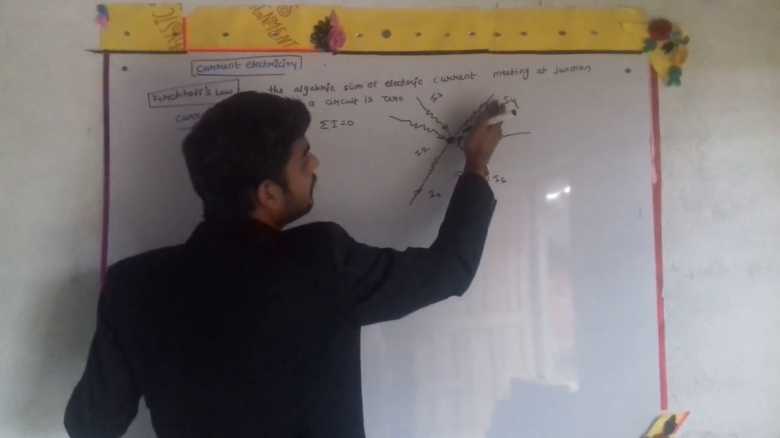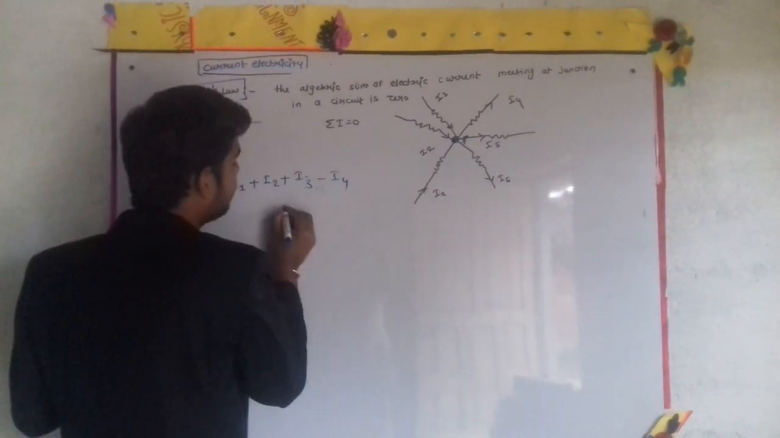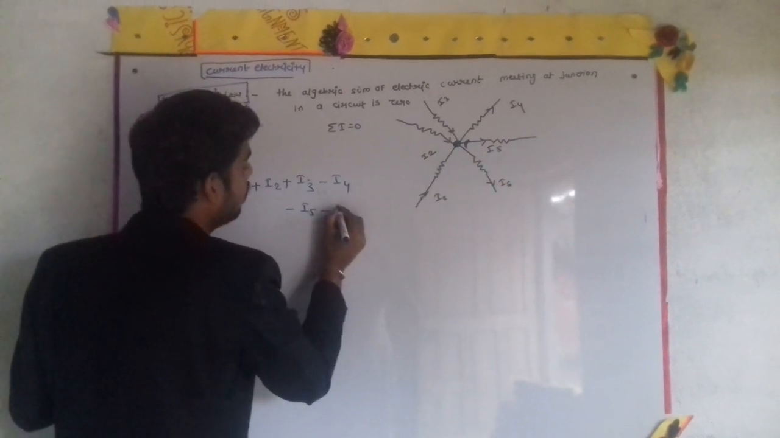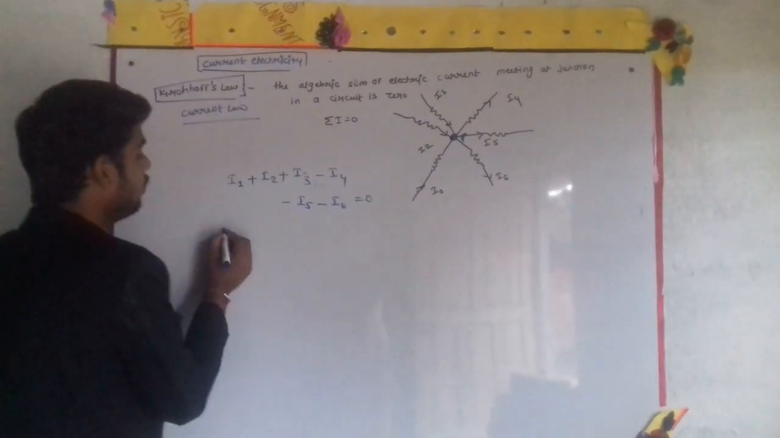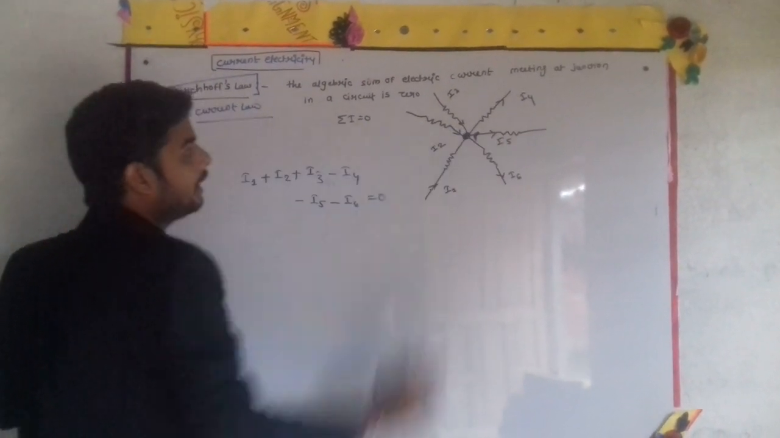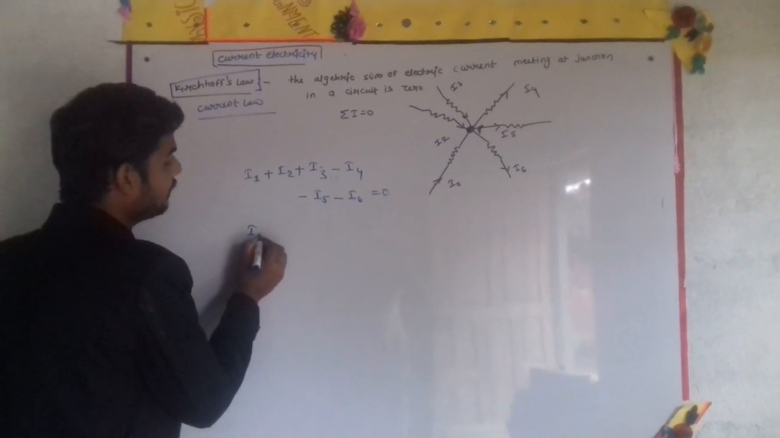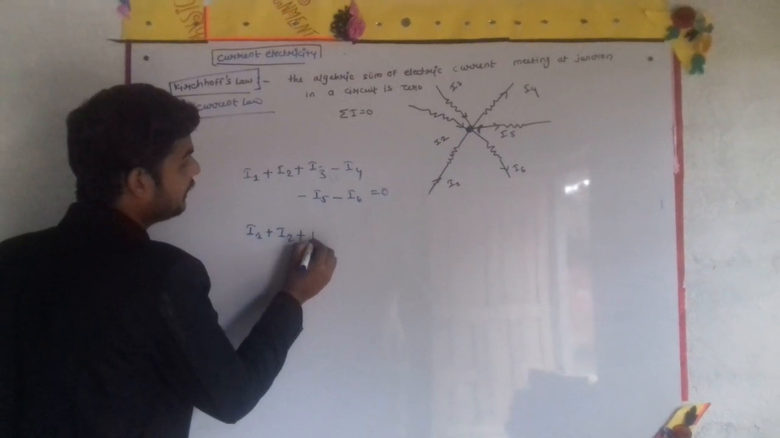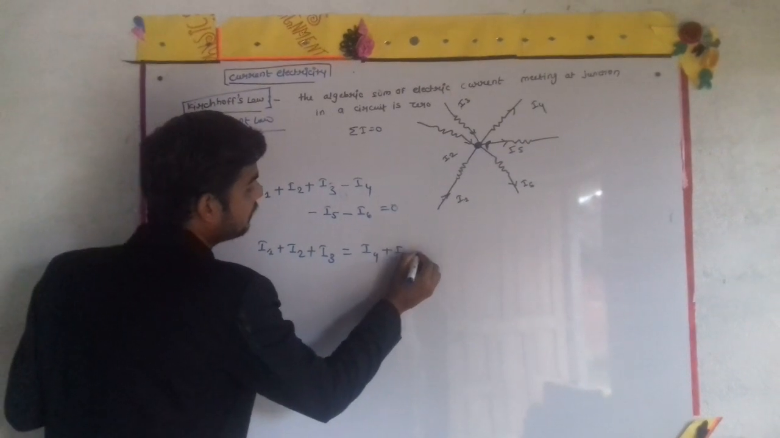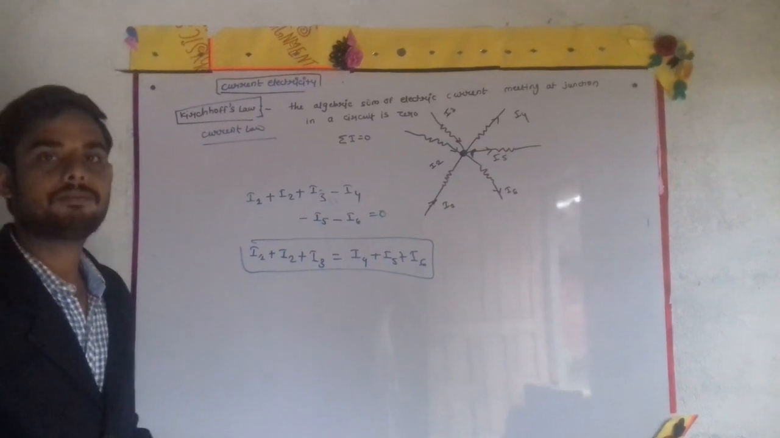But I4 is leaving the circuit, so the current will be taken as negative. I5 is also leaving the circuit, so it is also taken as negative, and I6 also negative. Then Kirchhoff told that the algebraic sum of current meeting at a junction in a circuit is 0. So by transposition, I1 plus I2 plus I3 equal to I4 plus I5 plus I6. That is our Kirchhoff's first law or current law.